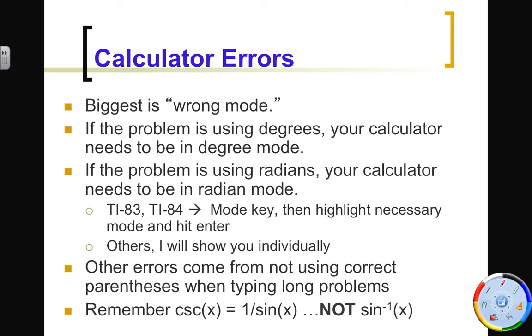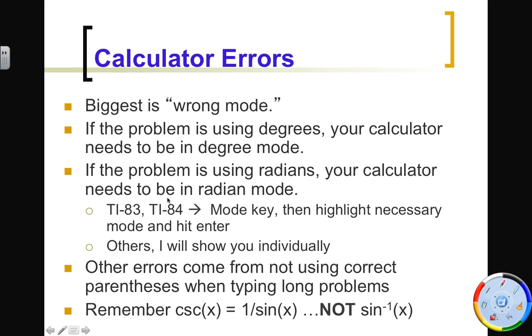I guess I can look at mine. What do I have here? If I go to mode, you have radians and degrees. That's it for that one. So if you're doing calculations with degrees, you need to be in degree mode. If you're doing calculations with radians, you need to be in radian mode.